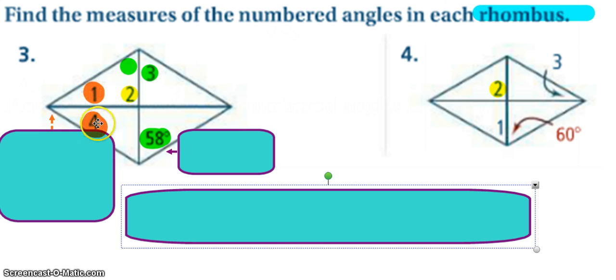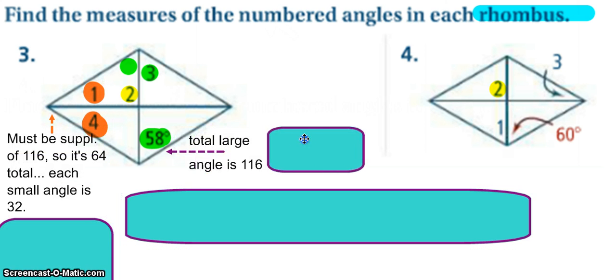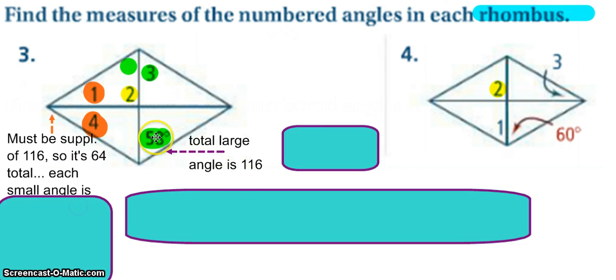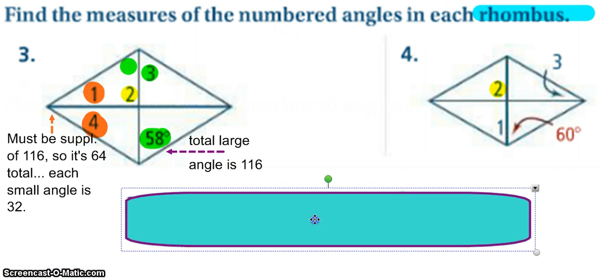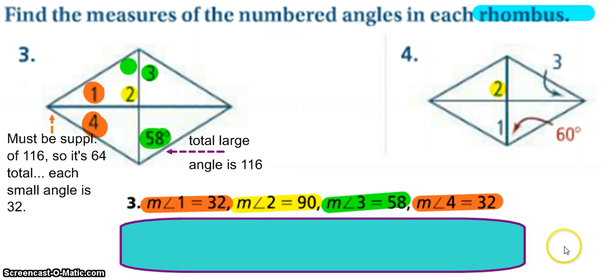Now moving over to angles 1 and 4, I know they have to be congruent, but the information I use is knowing that my total angle here, if I combine the entire thing, is 116. So this combined angle must be supplementary to 116, so it would be 64 when combined. So each small angle would be 32 degrees, and that leads me to finding my angles 1, 2, 3, and 4, all listed out right there.